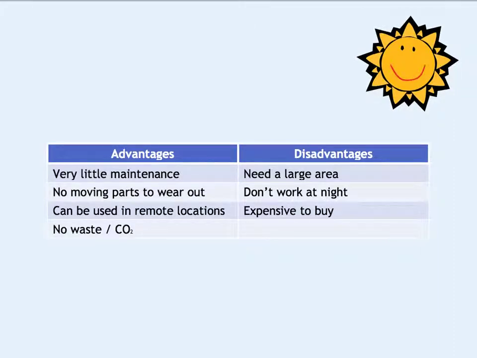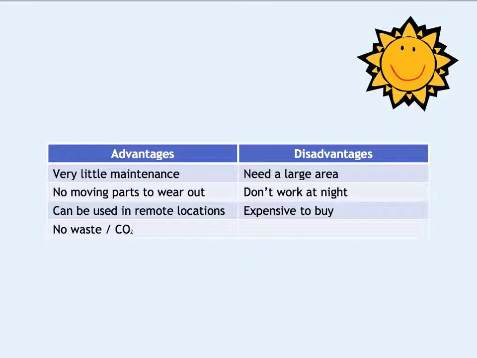Right, so here are the advantages and disadvantages. Firstly, they require very little maintenance. This is mainly because there are no moving parts to wear out. Secondly, they can be used in remote locations, in the desert, out at sea, or even out in space on satellites or the Hubble Space Telescope to generate the electricity they need. And finally, there's no waste, especially no carbon dioxide or any greenhouse gases, which are going to have a negative impact on the environment.